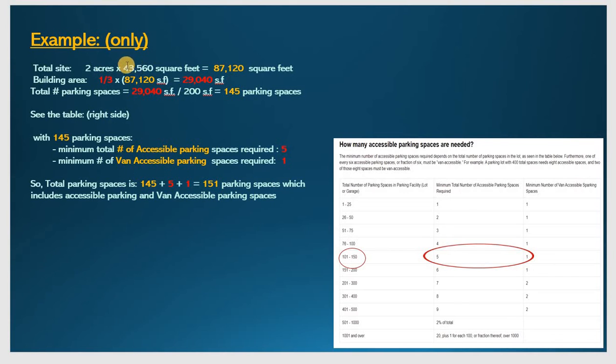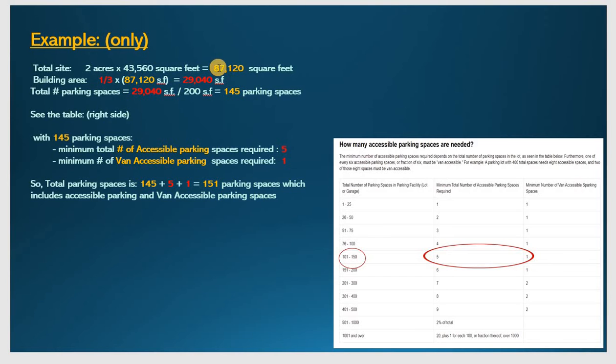First of all, we need to take the area from how many acres. You need to multiply by 43,560 square feet, because 1 acre equals that. So however many acres you have, you multiply by this number, and you get the total area. After you get the total area, you need to divide by 3, because the building area is usually equal to 1/4 or 1/3 of the site. So in this case, I use 1/3.